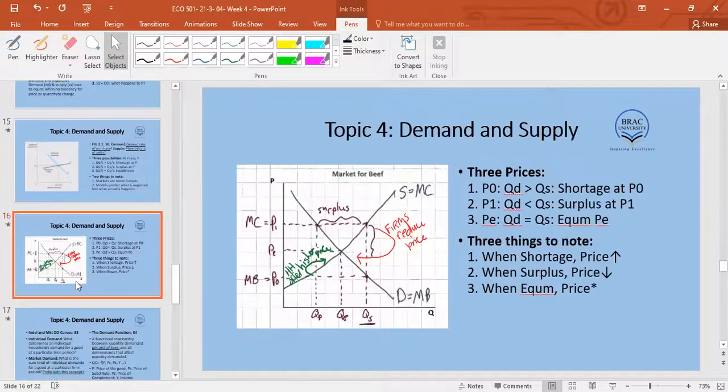Okay, here. So if the price is over here, P1, what will happen? Price will have a tendency to fall. If the price is at P0, price will have a tendency to rise. If the price is at PE, price will not change at all.